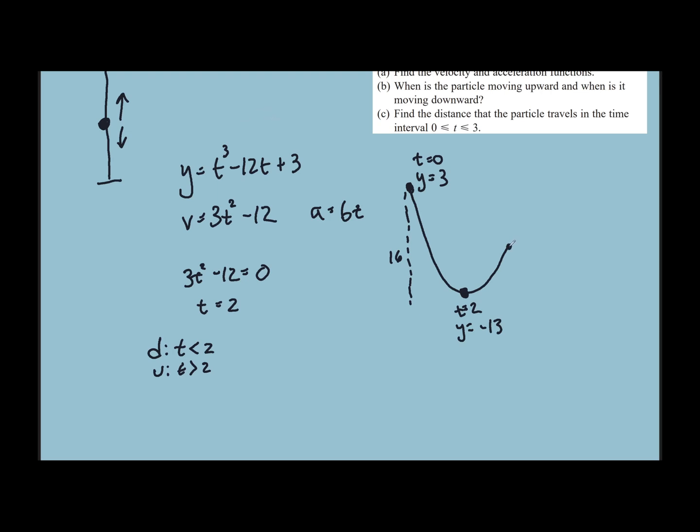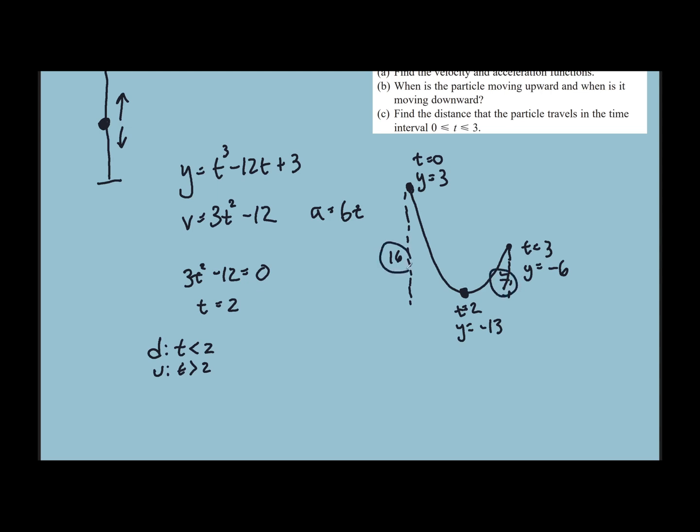So they want to find out when time equals 3, what's my y value? So put in 3. 3 cubed is 27, minus 36 plus 3. Let me see if I can do that off the top of my head. 27 minus 36 plus 3. I want to say that's negative 6. And that makes sense, which means it's been climbing from negative 13 to negative 6. What's that distance? Negative 6 minus negative 13, that's a distance of 7.